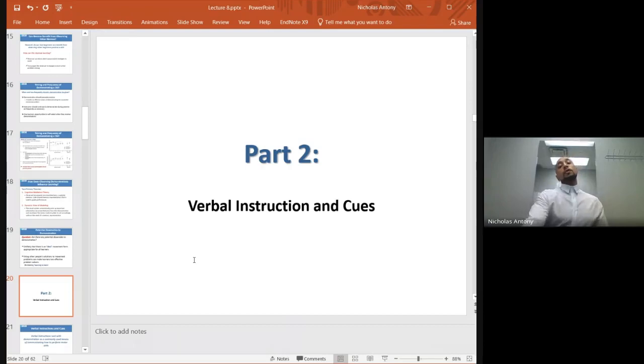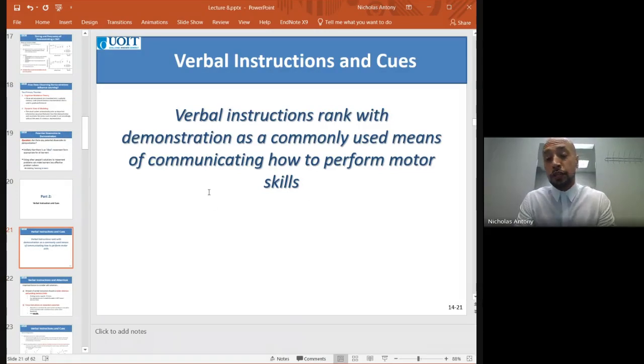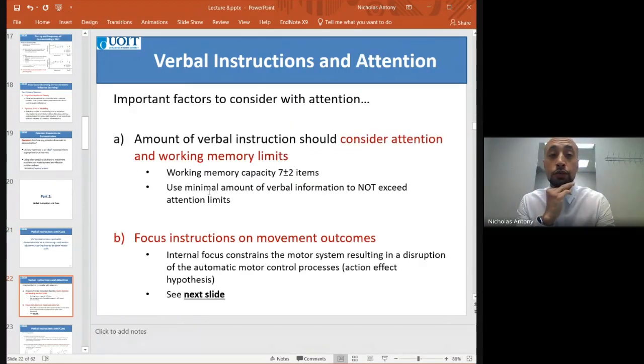Awesome. So now we're going to talk about verbal instruction and cues. Providing verbal instructions is another common way of communicating how to perform a motor skill with people, right? Versus demonstrating, verbal cues or verbal instructions is another way to provide that information. Probably the second most common. And so research wanted to look at some of the factors in relation to verbal instructions and cues.